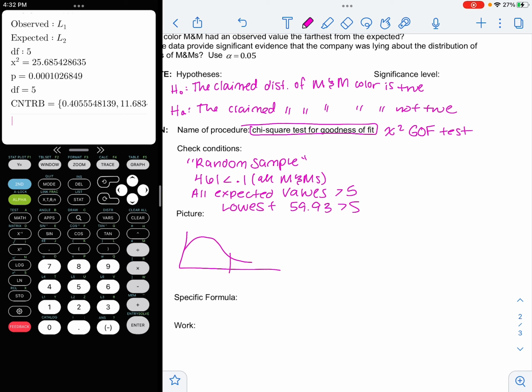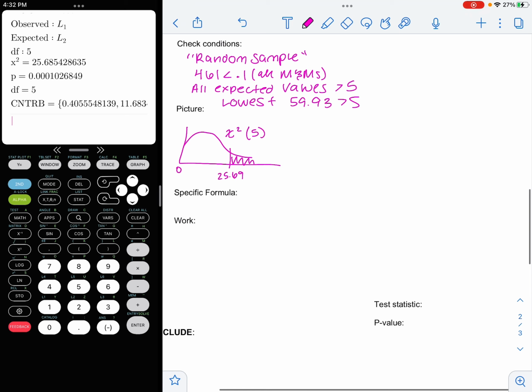For the picture, remember that it is a right-skewed graph. We label where our chi-squared value is, always somewhere to the right. We label, or we shade, and then we label our graph as the chi-squared with degrees of freedom. And remember to label that it starts at 0 as well. They always do, but you need to label it.